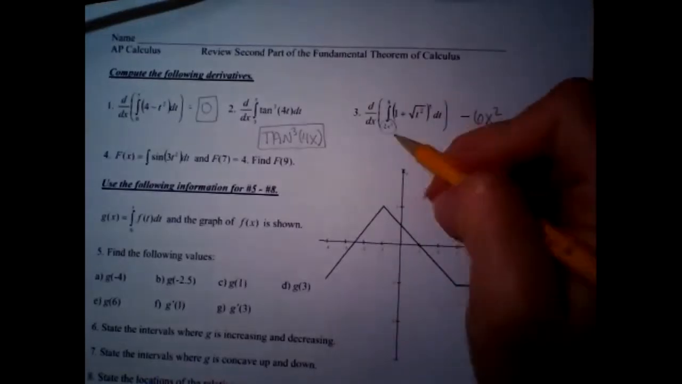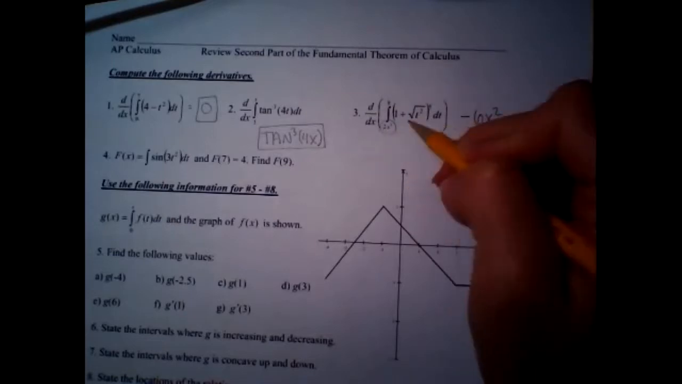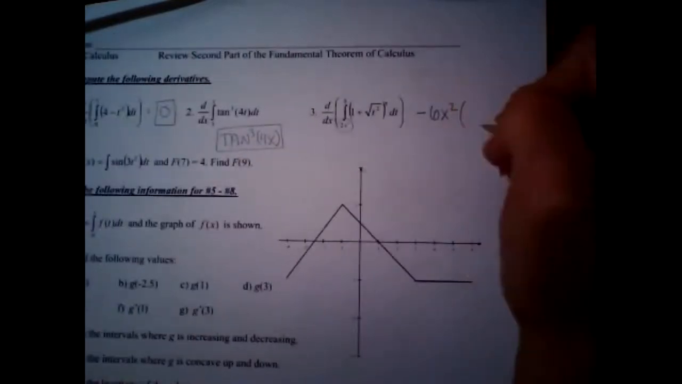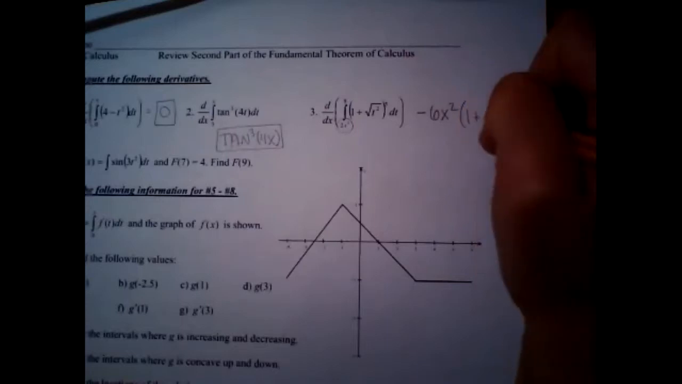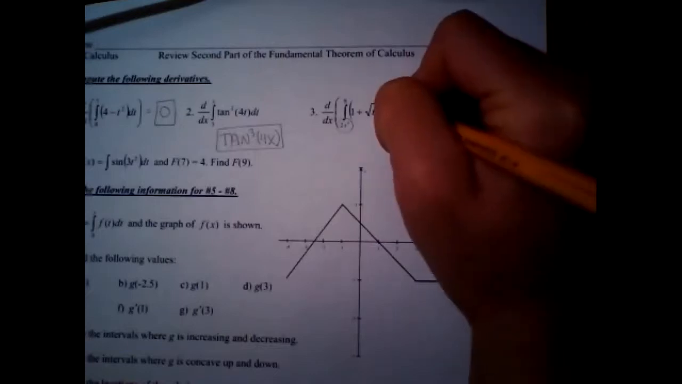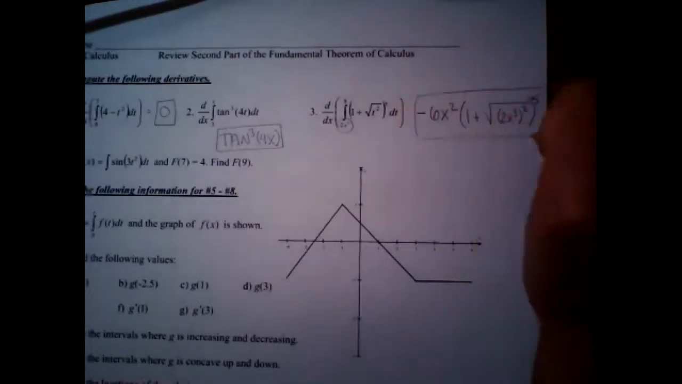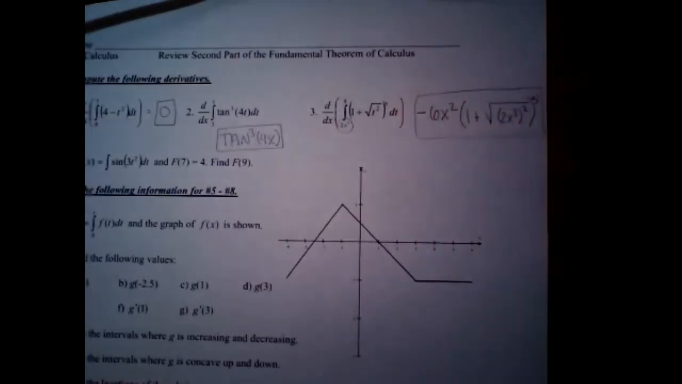And then you just have to plug the 2x cubed in for t. So we're just going to plug that 2x cubed in for t, and then that'll be our answer. So 1 plus square root of 2x cubed squared, and then that whole thing is to the 5th. And that's it. I'm not going to make you simplify them down. You can if you want to, but you don't have to. The whole test is free response.